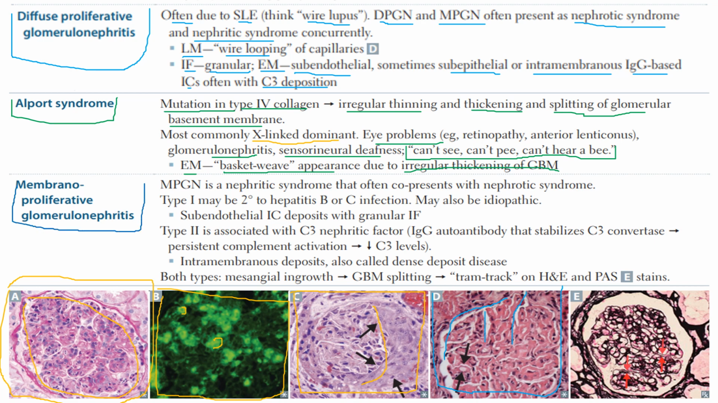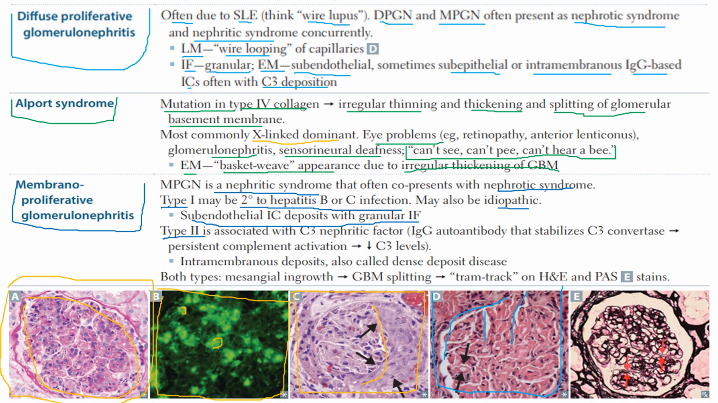Membranoproliferative glomerulonephritis. It is a nephritic syndrome that often co-presents with nephrotic syndrome. Type 1 membranoproliferative glomerulonephritis may be secondary to hepatitis B and C infection, or may also be idiopathic. It shows subendothelial IC deposits with granular pattern on immunofluorescence.